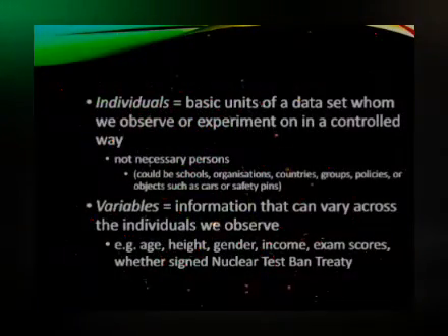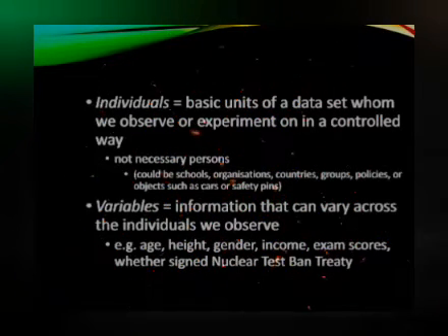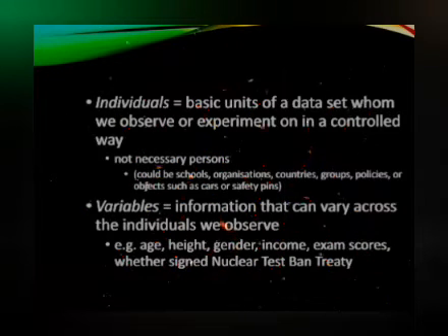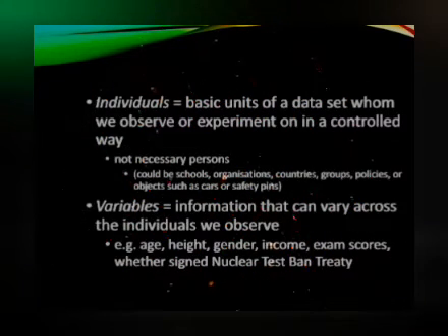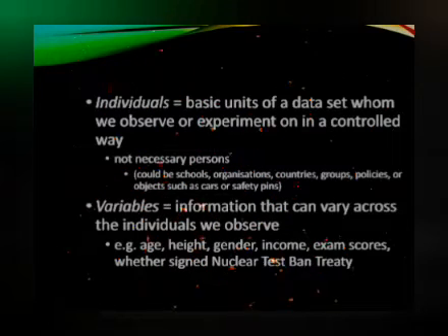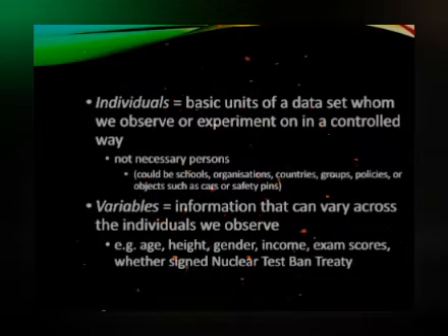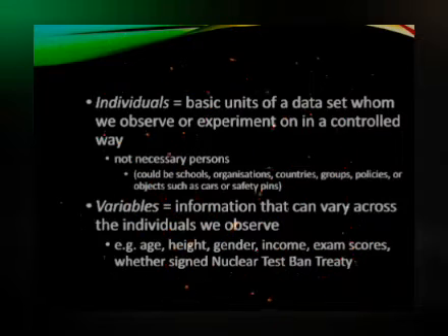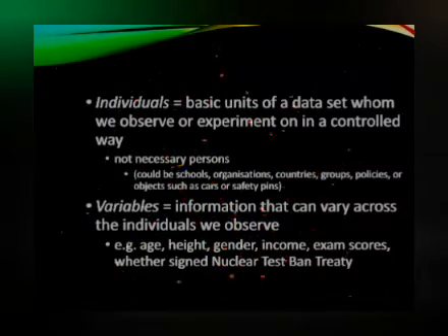Individuals. Individuals are the basic units of a data set whom we observe or experiment on in a controlled way. Not necessarily persons. Could be schools, organizations, countries, groups, policies, or objects such as cars or safety pins. Variables. A variable is information that can vary across the individuals we observe. For example, age, height, gender, income, exam scores, whether signed nuclear test ban treaty.